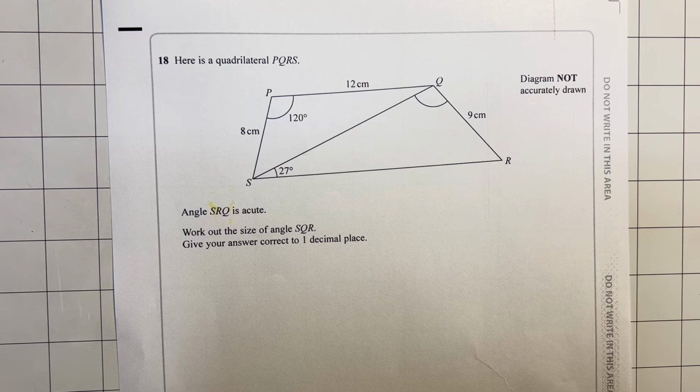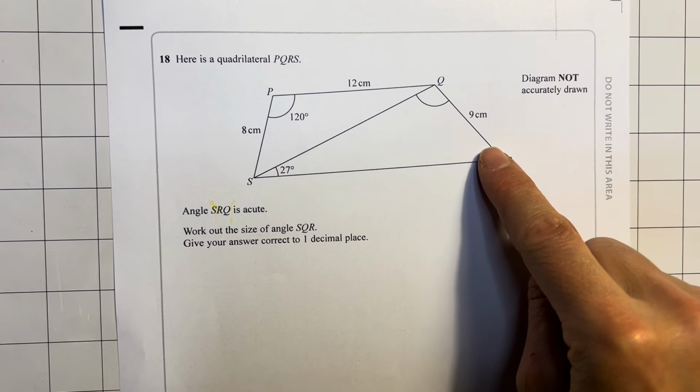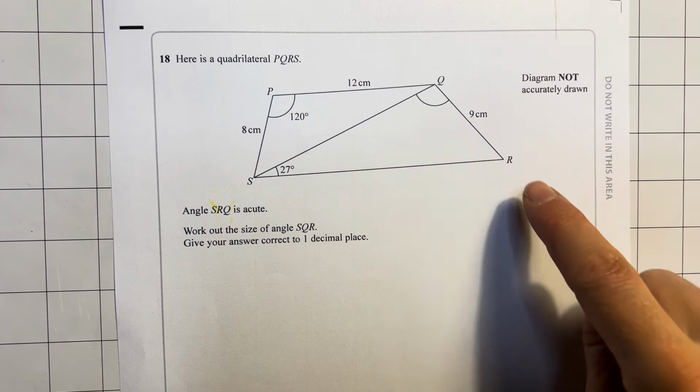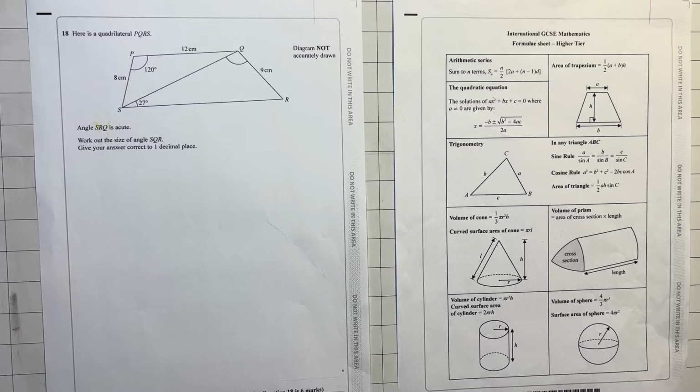This is question 18. We're given a quadrilateral which is broken into two triangles. We're told that angle SRQ here is acute, and we're asked to work out the size of angle SQR, which is this angle here. Remember, you do have the formula sheet, and this will be helpful to answer this question. Pause the video, attempt to answer the question, return to play the video to see the solution and where the marks are awarded.